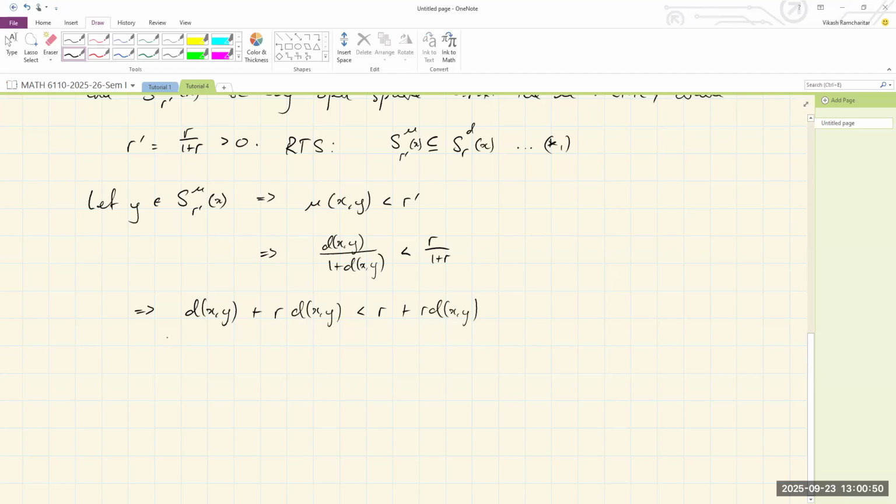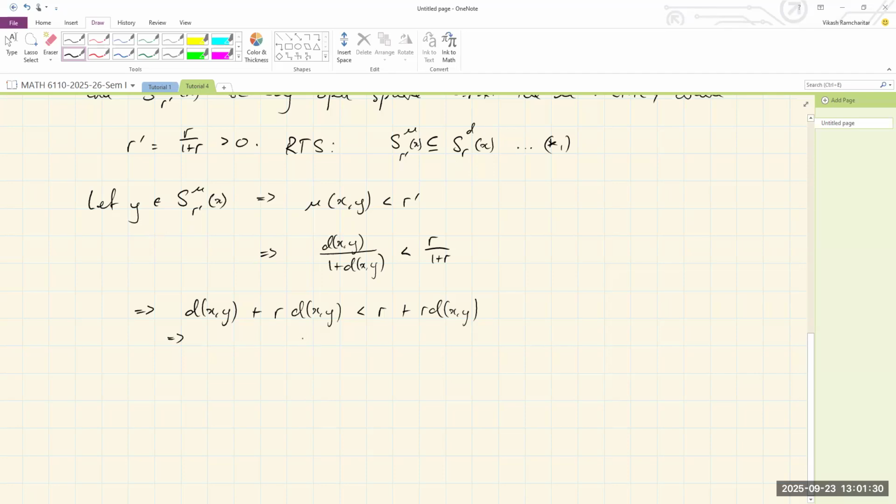And so from here, I guess I should have specified from the start that y and x are different points, but it's understood because for the case where y is equal to x, then obviously if y is equal to x and x is in the sphere centered at x with respect to the D metric, then the subset relation will obviously hold. So this subset relation is obviously true for the point y equal x. So I'm taking y not equal x.